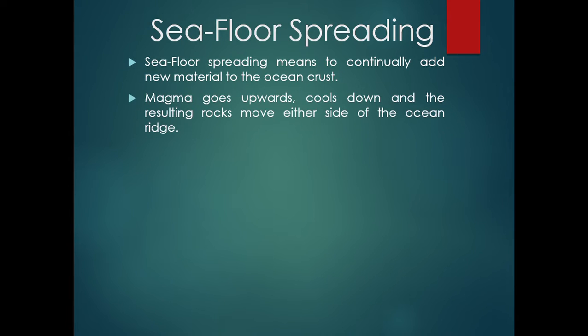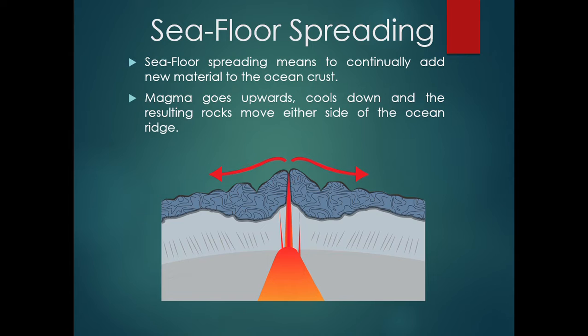Okay. So magma goes upwards, cools down, and the resulting rocks move to either side of the ocean ridge. Just like I mentioned before, in the middle there is magma. So magma goes out of the ocean ridge, and since it gets in contact with the water, it cools down and moves to either side of the ridge, renewing the ocean floor. Okay.